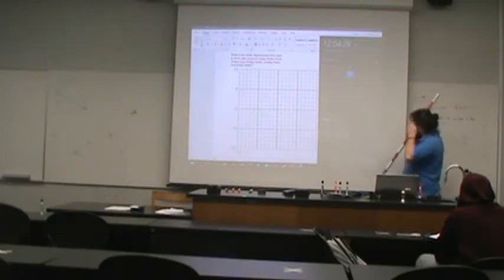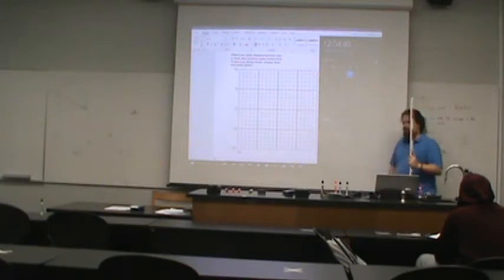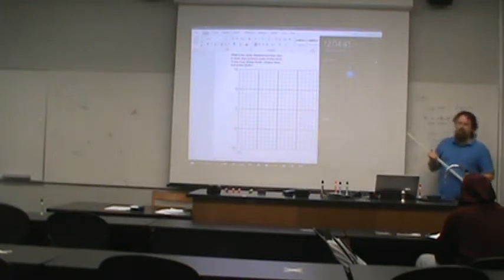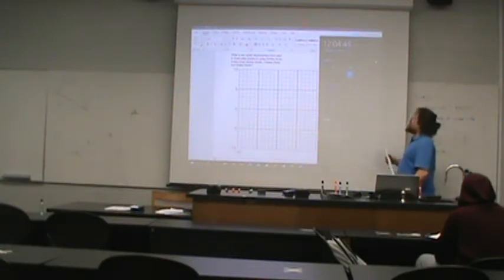We will have normal class both days next week. And so Wednesday, we'll continue talking about vector addition and start looking at working other types of vector problems, like the velocity questions on the last page. We're going to keep working through on these.